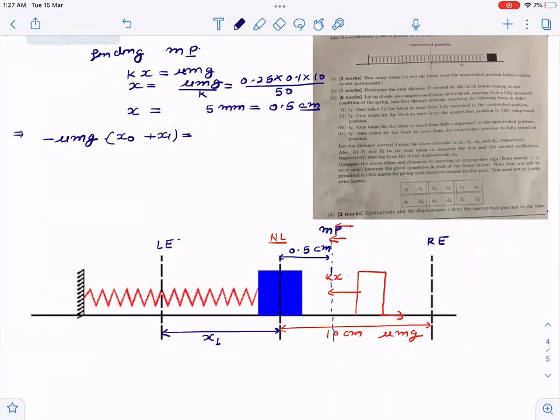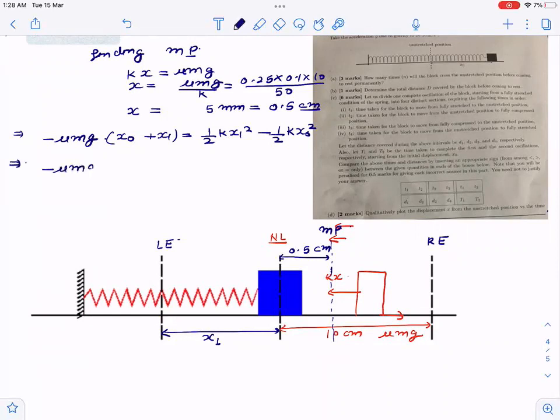What's the mechanical energy? This is the extreme position. So here velocity is 0. This is the left extreme. Here also velocity is 0. So kinetic energy is 0. Only potential energy. What's the final potential energy? Half k x1 square. Initial potential energy is half k x naught square, right? This is x naught, which is 10 centimeter. This is x1.